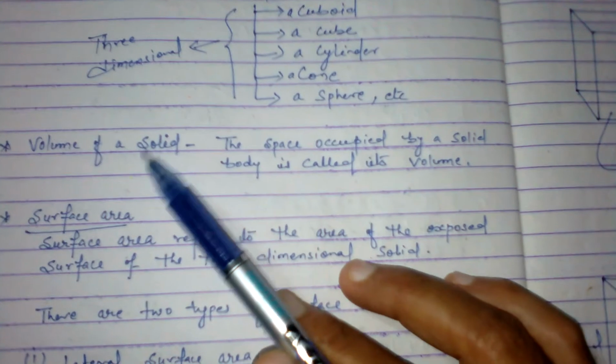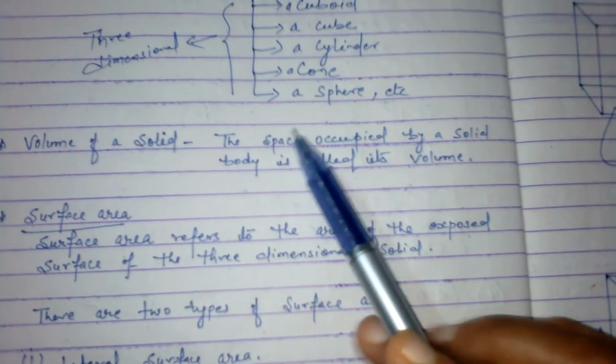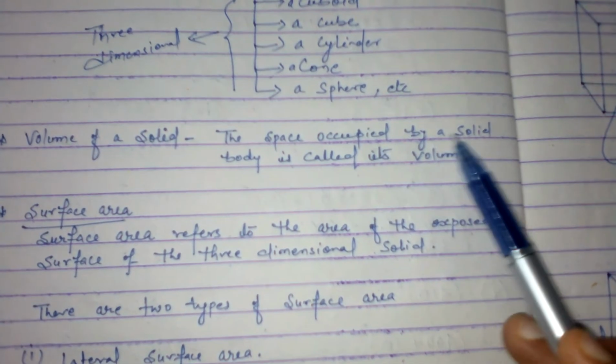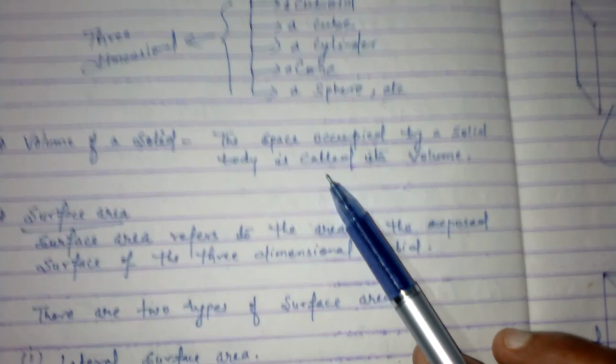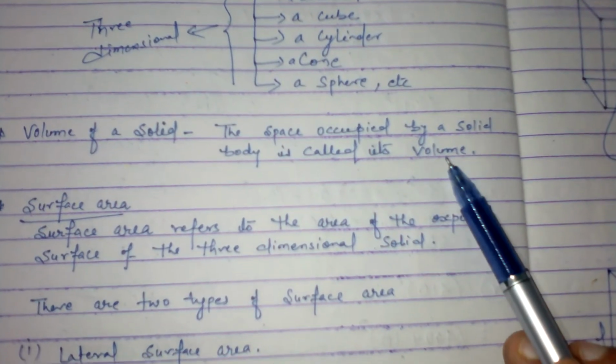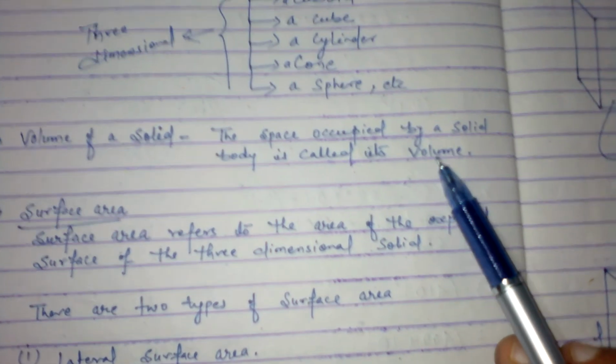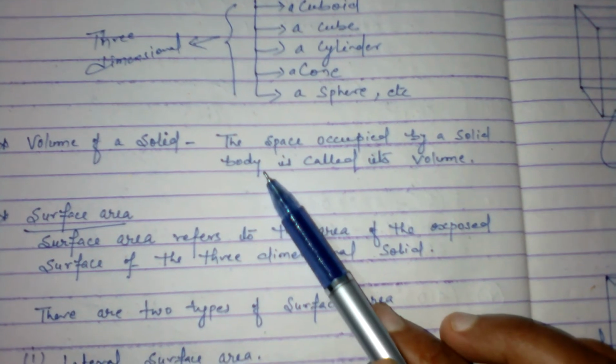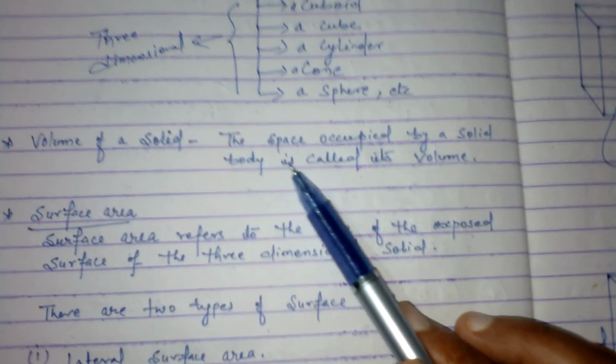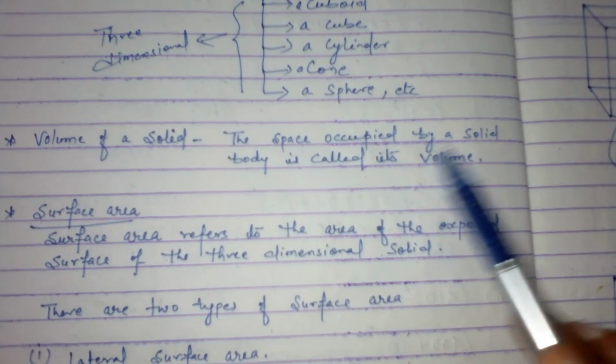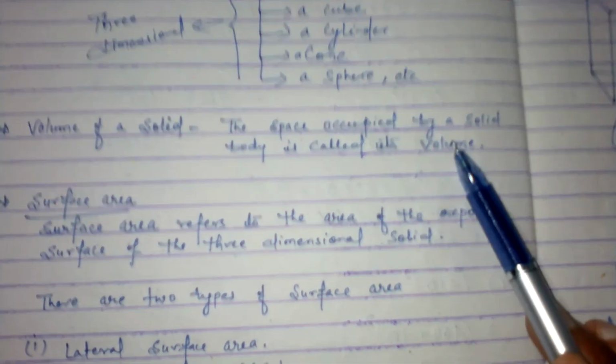What is the volume of a solid? The space occupied by a solid body is called its volume.